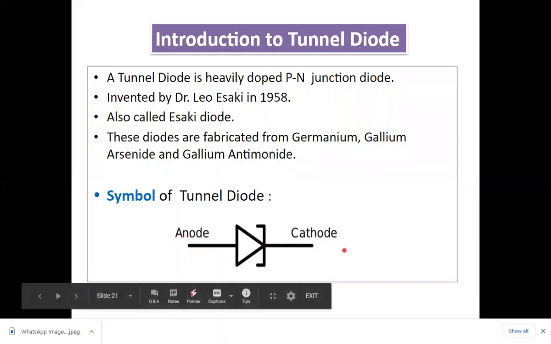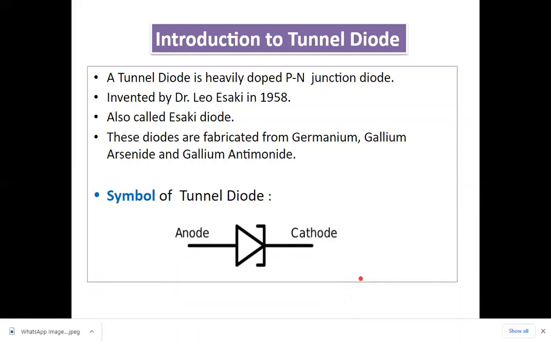In a tunnel diode, the p-type semiconductor acts as an anode and the n-type semiconductor acts as a cathode. A tunnel diode is also known as an Esaki diode. The tunnel diode was invented in 1958 by Leo Esaki.